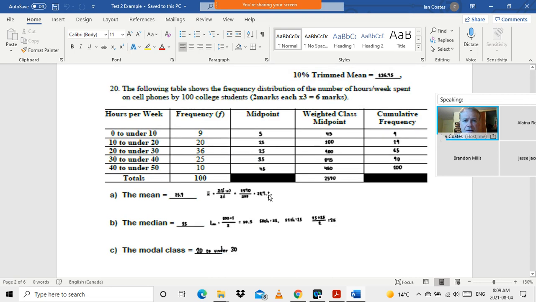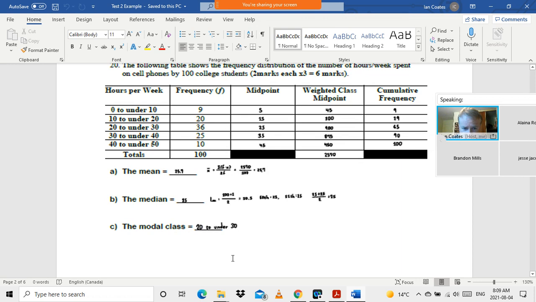So these ones here, we're using grouped data, and calculating the mean, median, mode. The mean there was 25.7. The median there was 25. Okay, the location of the median there. Your modal class is 20 to under 30.